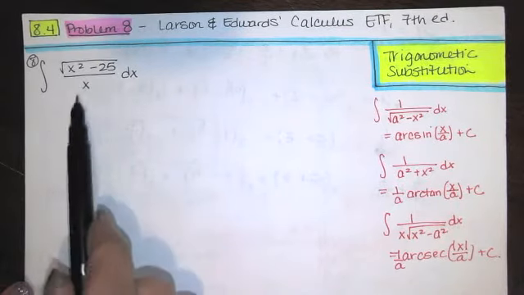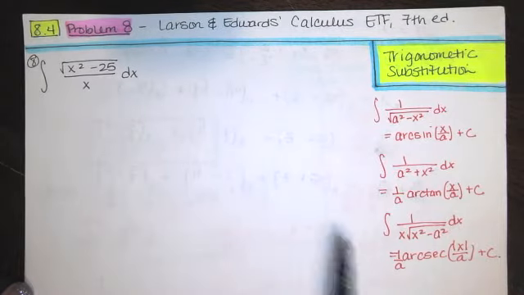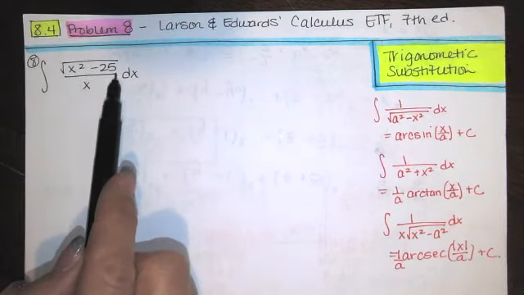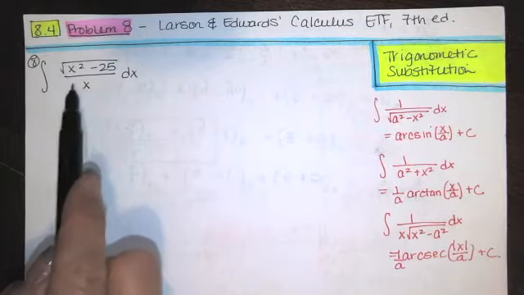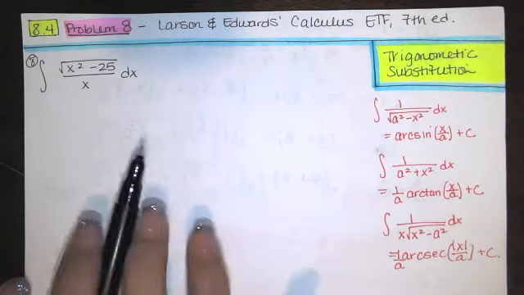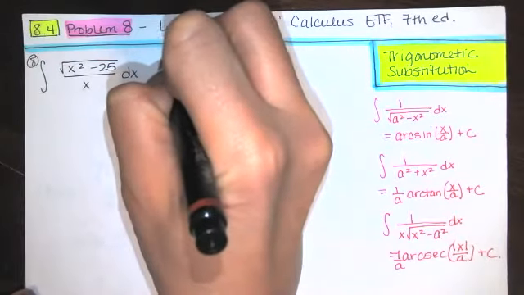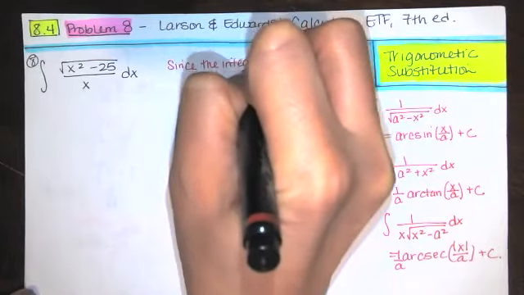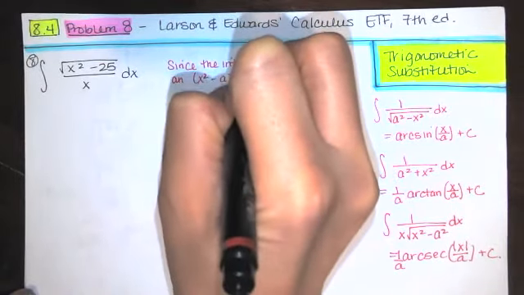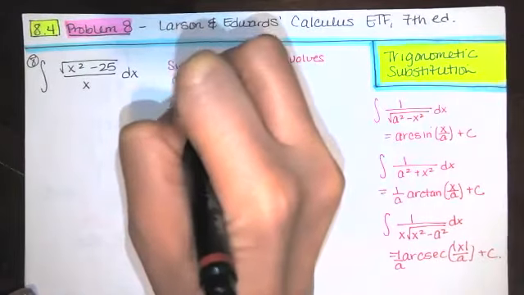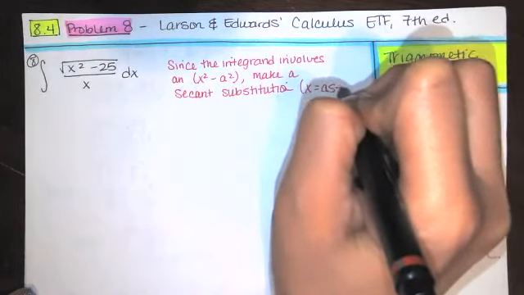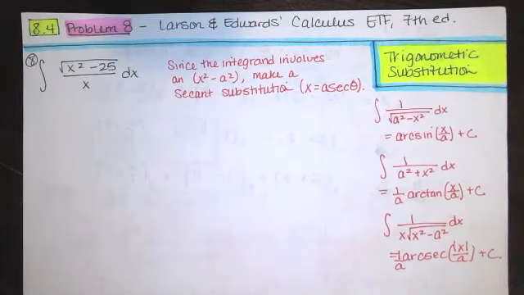So when I look at this integral, the first thing that I see is an x squared minus a squared. Now I can't use u substitution because the derivative of this would involve a 2x times dx. And we do have an x, but it's in the denominator. That x would have to be in the numerator in order for us to do a u sub. So it's not an arcsecant exactly, but it looks like one, and it's not a u sub, so we're going to make a secant substitution. Let's write that down. Since the integrand involves an x squared minus a squared, we're going to make a secant substitution. The secant substitution that we make is x equals a times secant of theta.